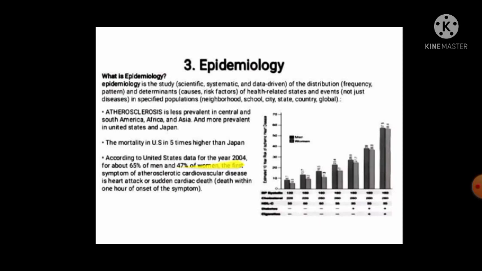According to US state data for the year 2004, about 65% of men and 47% of women are affected. The first symptom of atherosclerotic cardiovascular disease is a heart attack, or sudden cardiac death within an hour of onset of the symptom.